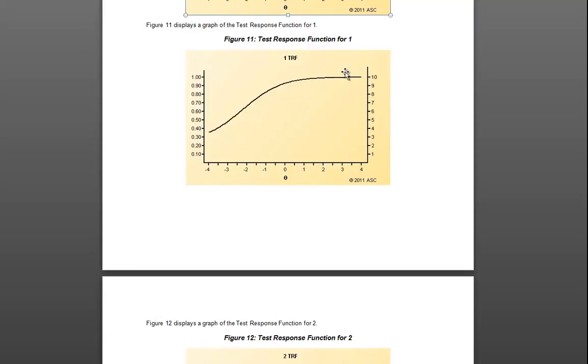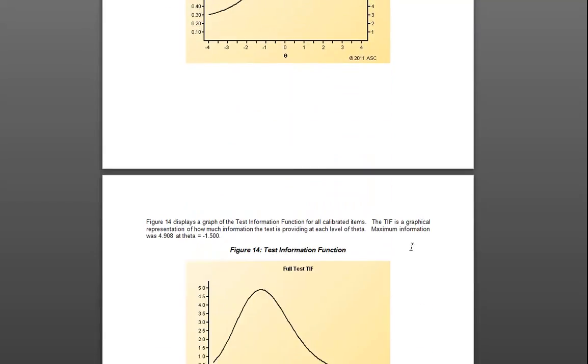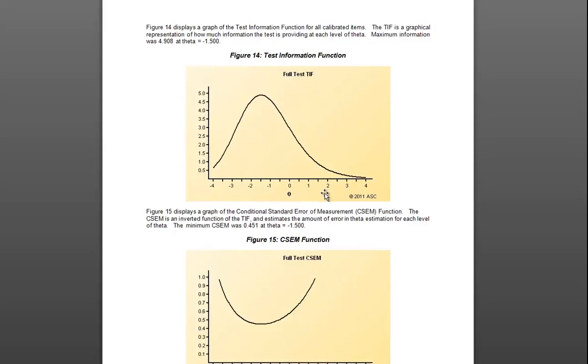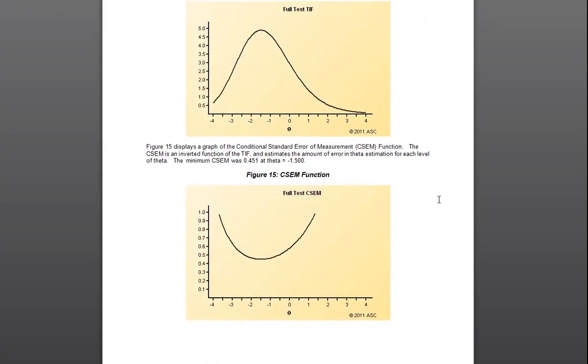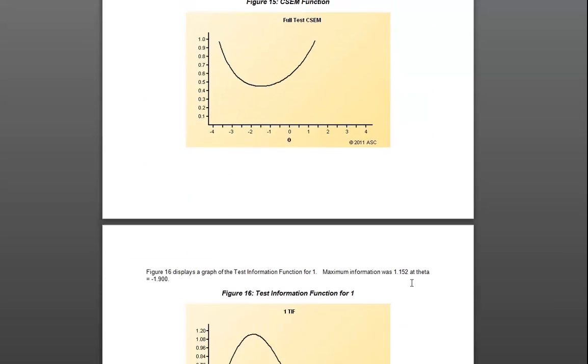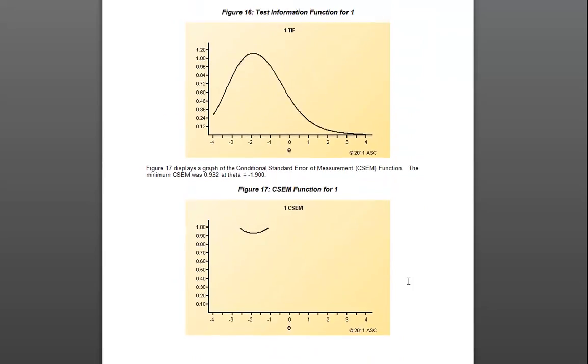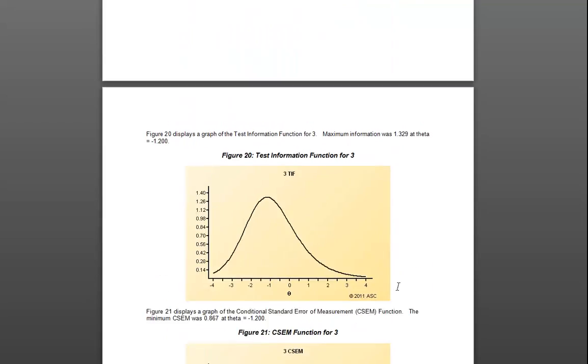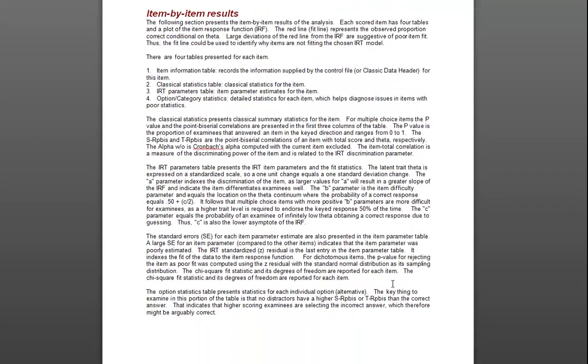We then provide test response functions for domain 1, domain 2, and domain 3, and the test information functions for these also. A test information function is telling you where the test is providing the most information about examinees. And because this is a relatively easy test, the peak of the information is substantially below 0. And as you can see here, the test information function is inversely related to the CSEM, or conditional standard error of measurement function, so that the conditional standard error of measurement is lowest where there is most information. So then we provide the TIF and CSEM curves for each of the domains. And that ends the overall test level statistics part of the report.